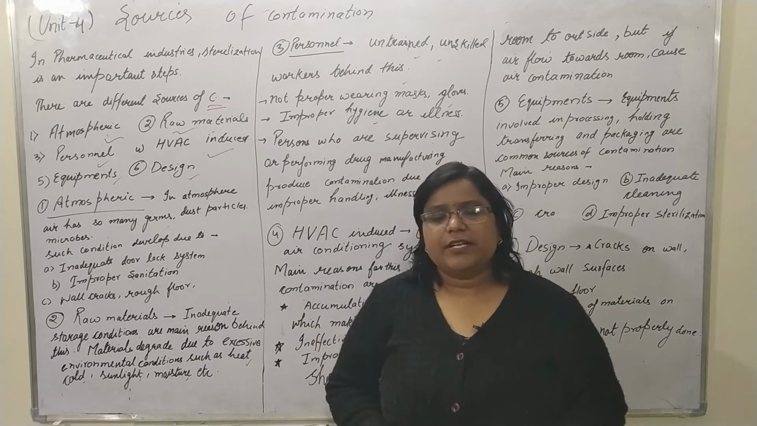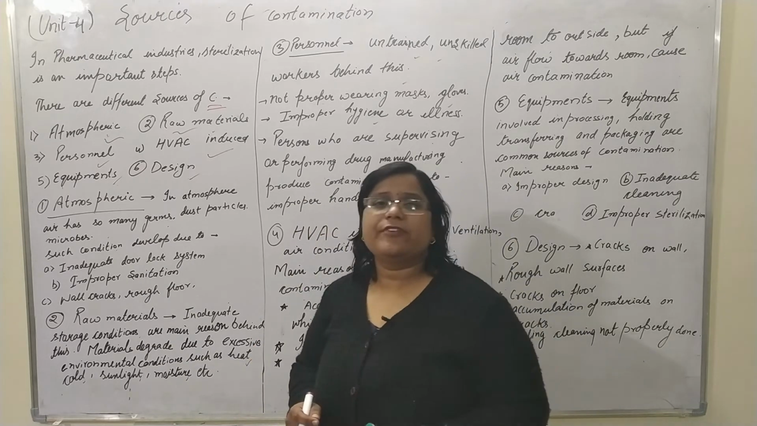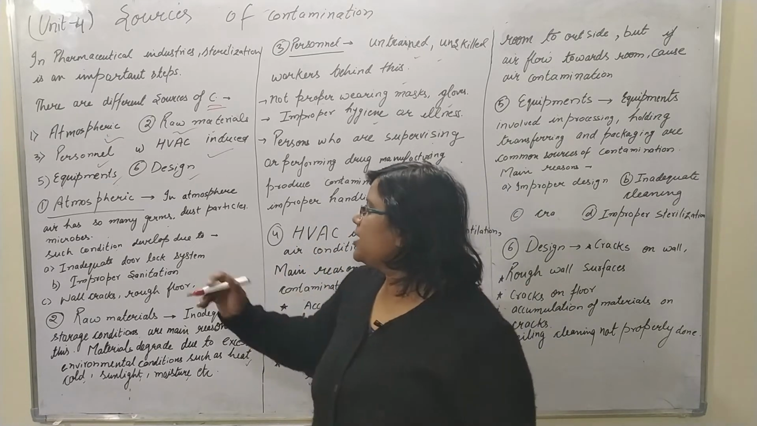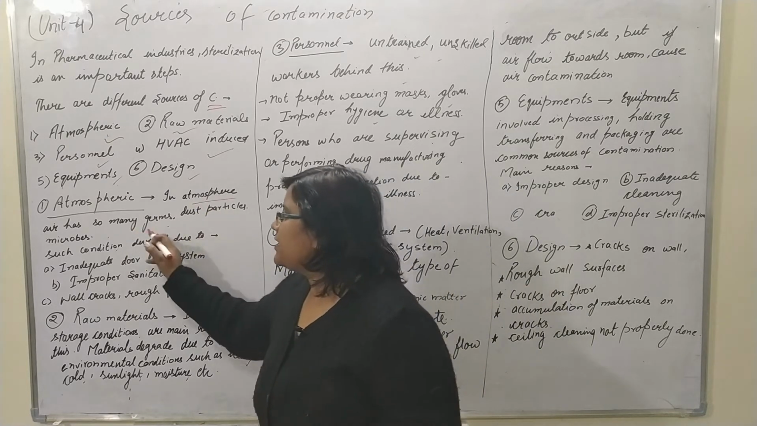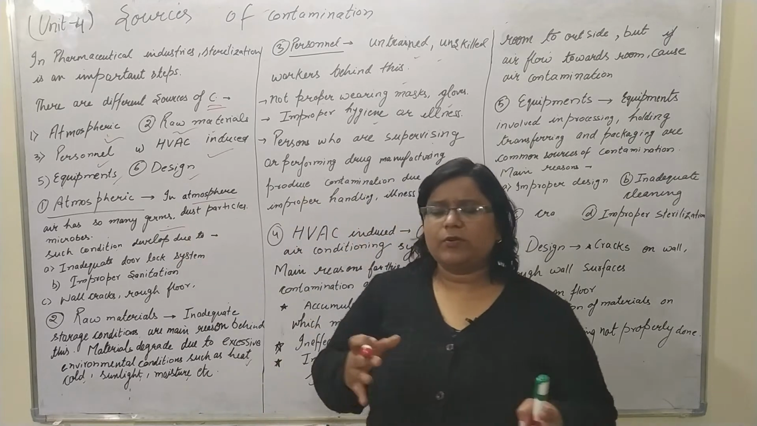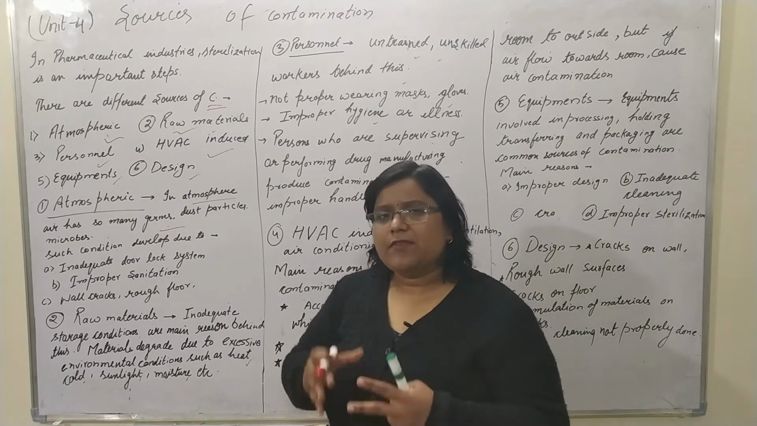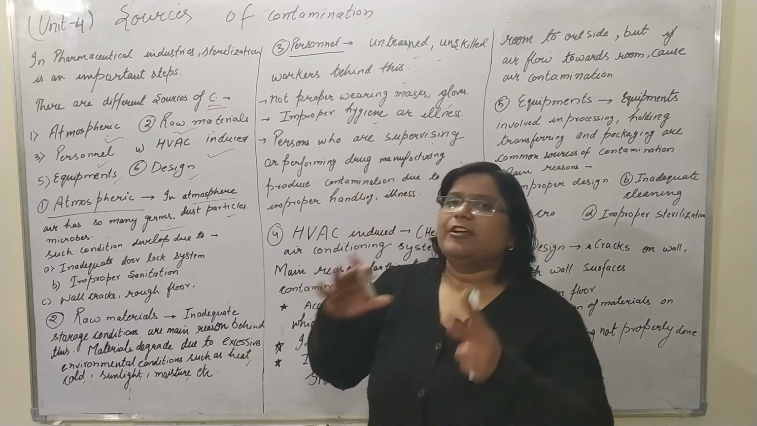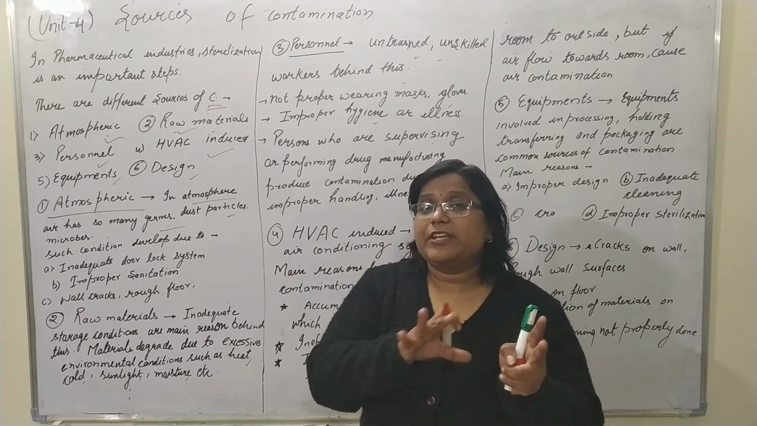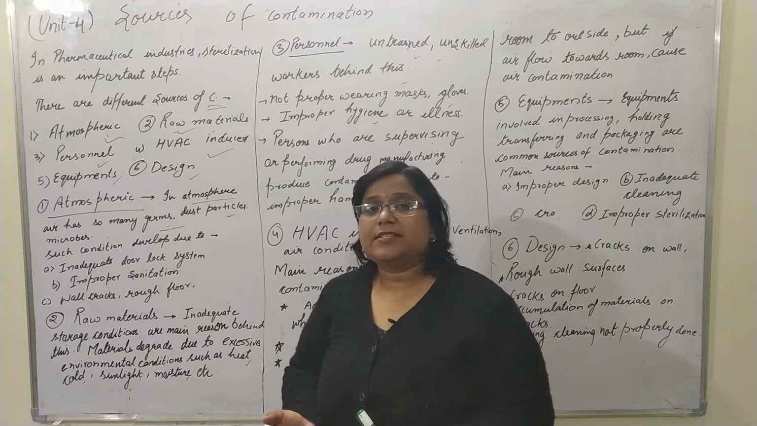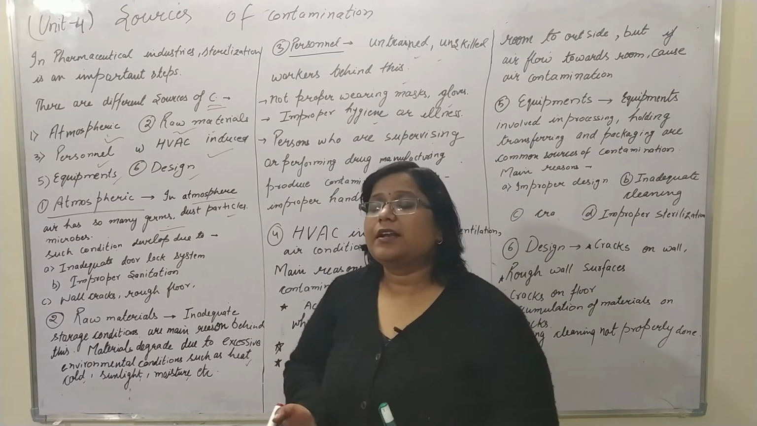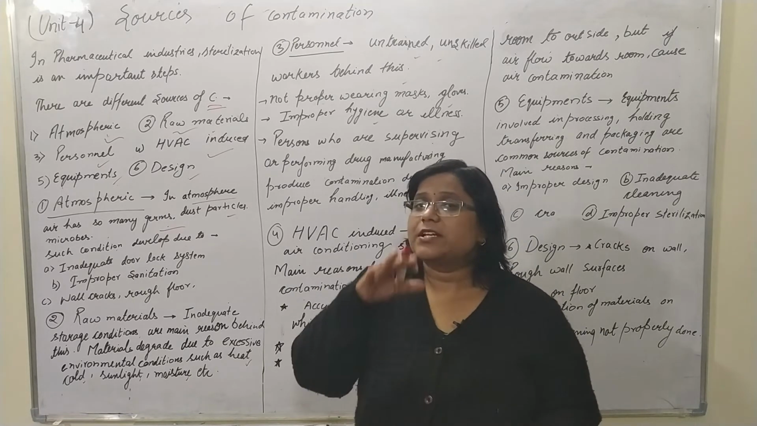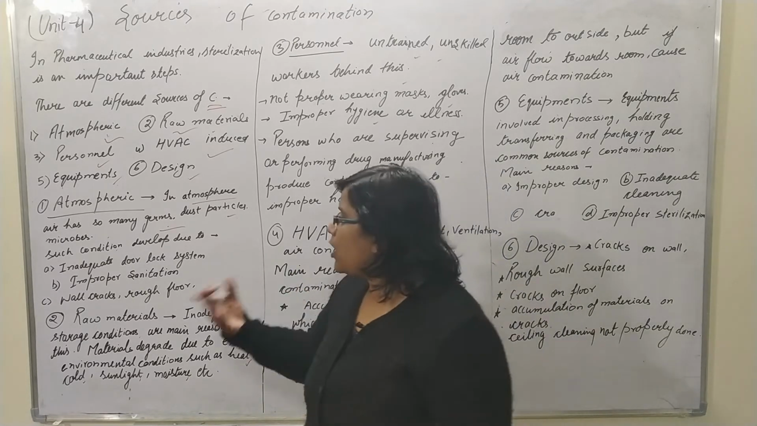What is the atmospheric contamination? Atmospheric contamination is associated with the surrounding air. We know that in the atmospheric air we have so many germs, so many microbes, so many dust particles. So if that atmospheric air comes towards our sterilized place, or towards our production area or the aseptic area, then it will contaminate our product. Okay, so how will it happen?